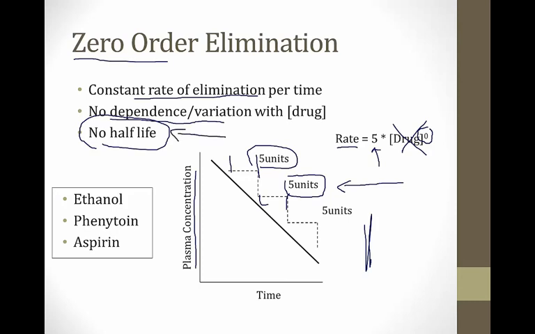And there are 3 important drugs you need to know that generally follow zero-order elimination, especially when their concentrations get up to significant levels, and those are ethanol, phenytoin, and aspirin. And these are the 3 you should know for Step 1.